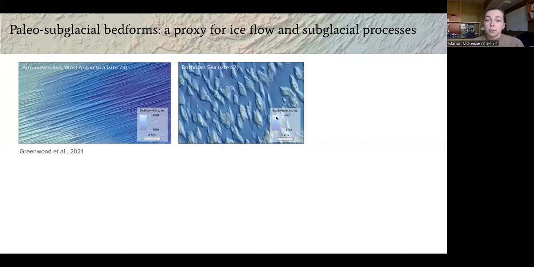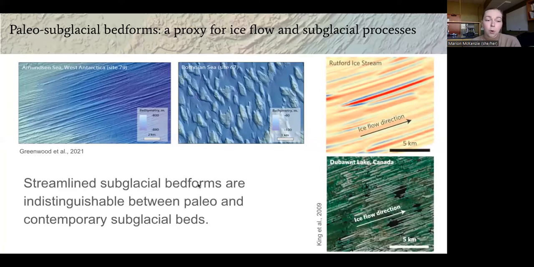So the bed forms on the right, which are less elongate, indicate slower flowing ice. Faster flowing ice is on the left with your more elongate features. Perhaps most importantly for this talk, though, streamlined subglacial bed forms are indistinguishable between paleo and contemporary subglacial beds.